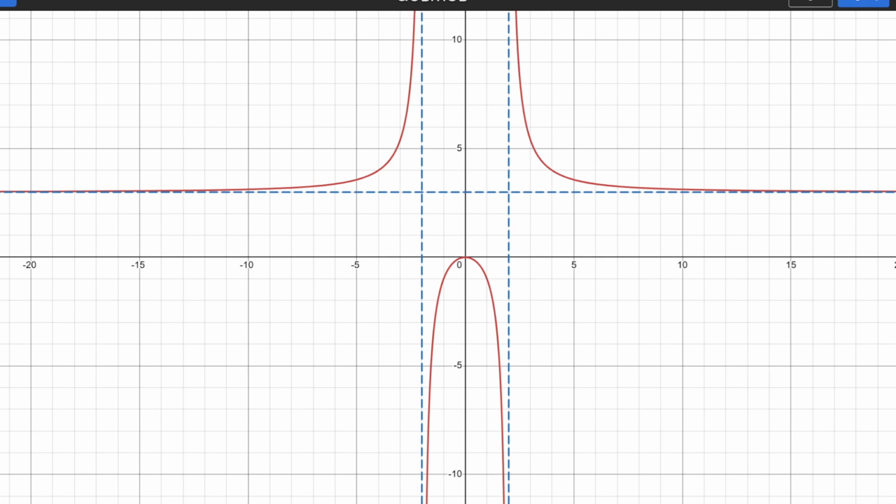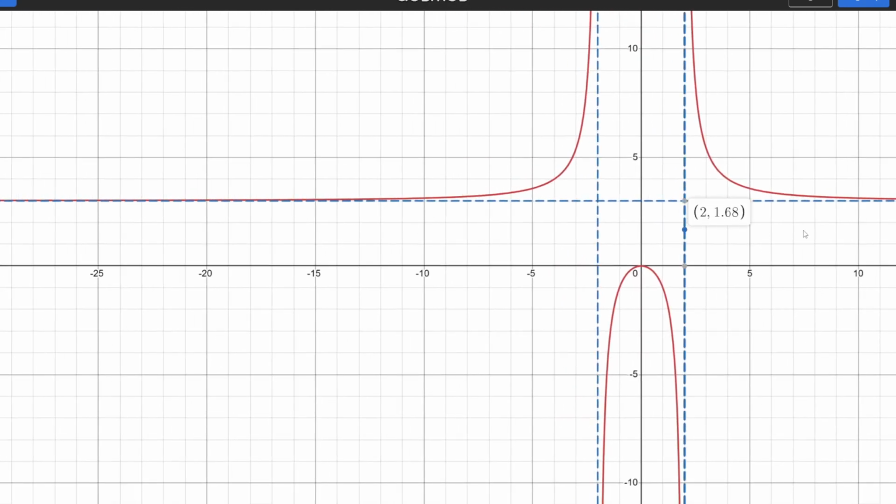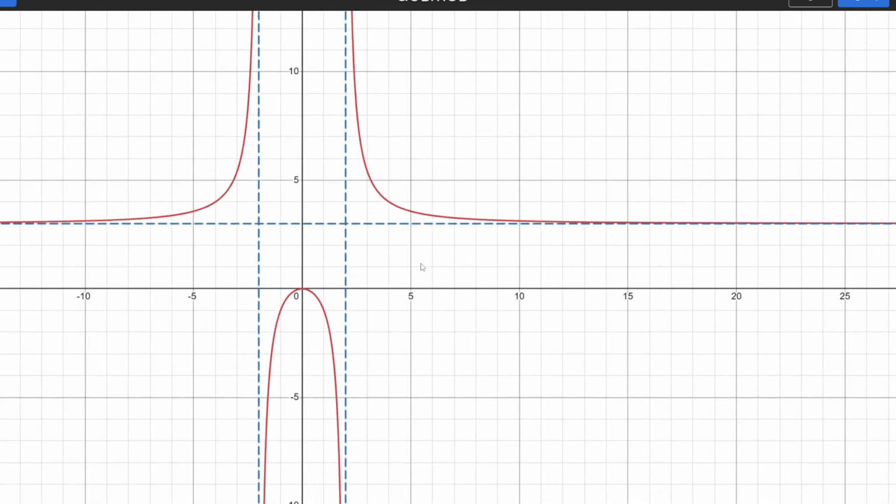The only other type of symmetry is transformational symmetry, and basically only sine graphs or other trig functions do that. Basically, if I move the graph like this, it doesn't look the same, right? It's over here. Now it's over here.